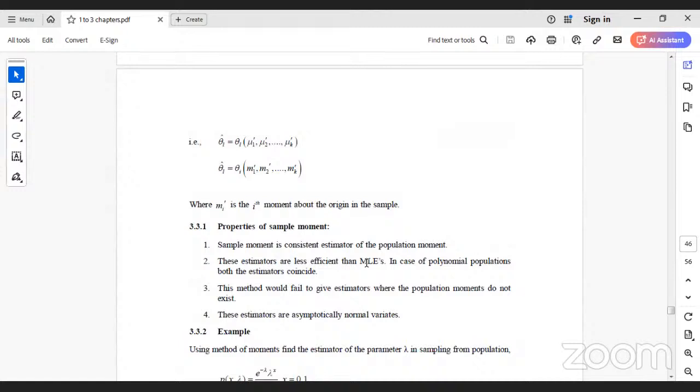So, properties of the sample moments. What are the properties of the sample moments? Sample moments are consistent estimates of the population moments. These estimators are less efficient than MLEs; in the case of normal populations, both estimators coincide. The method would fail to give estimators where the population moments do not exist. The estimators are asymptotically normal variates.